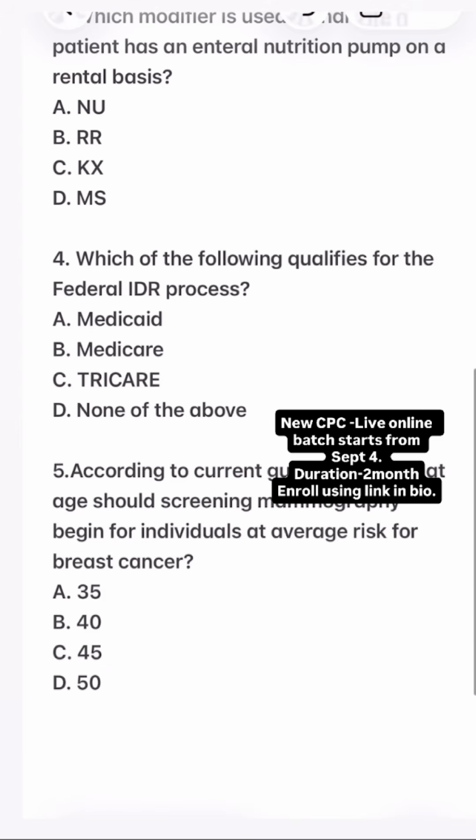Then we have another compliance question. Which of the following qualifies for a federal IDR process? The federal IDR process does not apply to Medicare, Medicaid or TRICARE, and in the same way, it does not apply to CHIP also. So here, none of the above will be the answer.